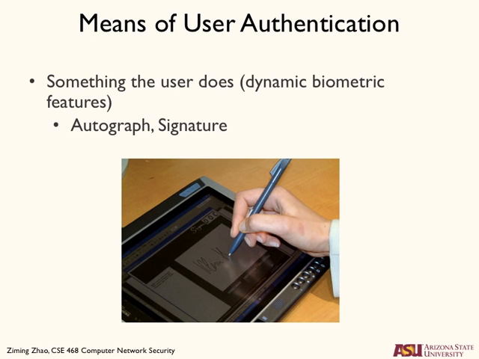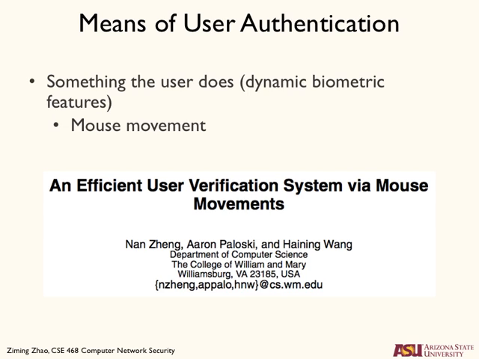Another way which is kind of popular in recent years is to use something the user does to authenticate users. Why is this popular? Because from the usability side, this is really good. You don't have to explicitly do something to authenticate. You just do whatever you do, and as a byproduct, the verifier can authenticate you. One way to do it is autograph or signatures, and also mouse movement.